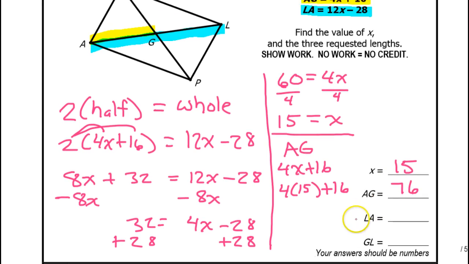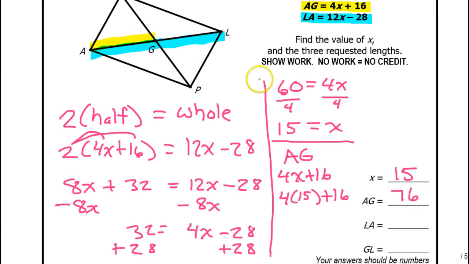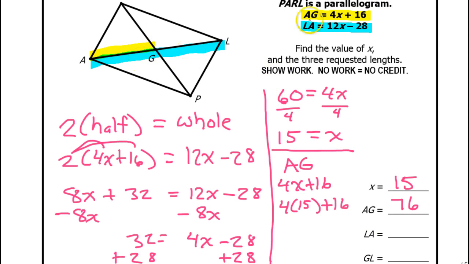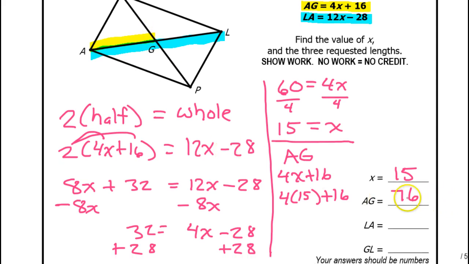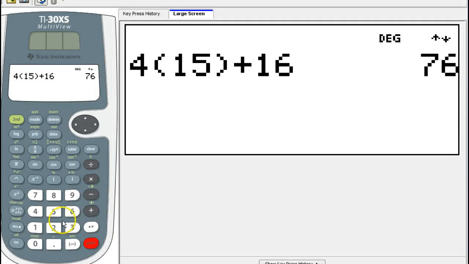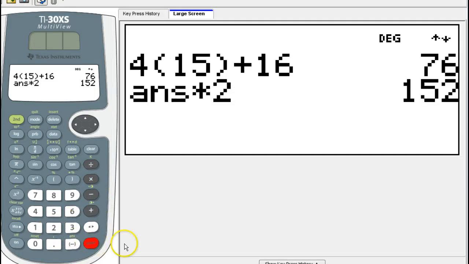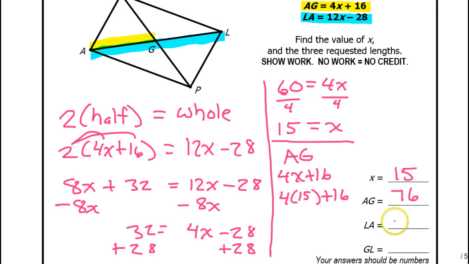Next, they want LA. But remember, the yellow and the blue, AG and LA. LA is double AG. The blue is double the yellow. So if I just take this and double it, I should have LA. So if I just take my 76 and do times 2, 152. Okay, that should be it.